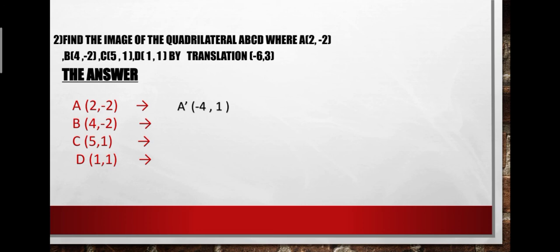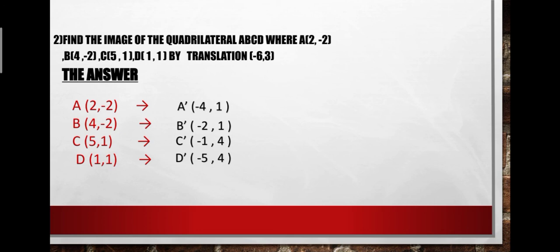To get the image of B, 4 plus negative 6, it will be negative 2. Negative 2 plus 3, it will be 1. So the point is B dash. C (5, 1), by the translation (negative 6, 3): 5 plus negative 6 equals negative 1. 1 plus 3 equals 4, and this point is C dash. D, to get D dash, I will make 1 plus negative 6, negative 5. 1 plus 3 equals 4, and this point is D dash.